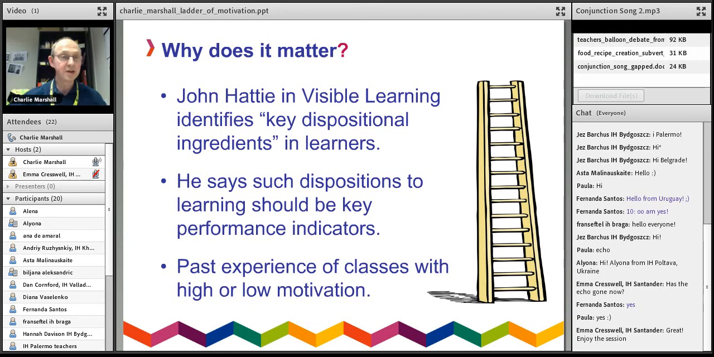So I'm going to say why I think it matters. I don't know how many of you are familiar with this book, Visible Learning for Teachers by John Hattie. He is a New Zealand researcher, and he's done a lot of meta research by collating research done all over the world on what kinds of things improve learning, and that's why he calls it visible learning. One of the things he's found, he talked about key dispositional ingredients in learners, and he's basically saying that these dispositions are the key to performance indicators. This backs up my past experience of classes with either high motivation or low motivation, and this is why I think it's important.